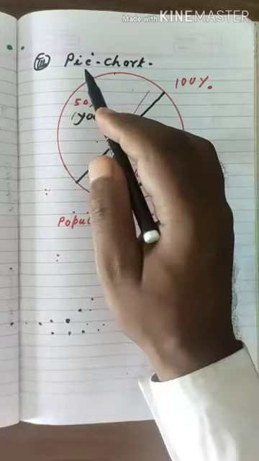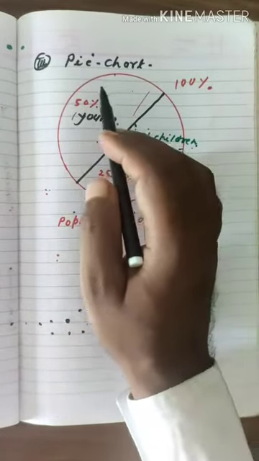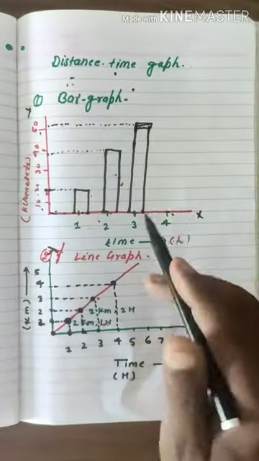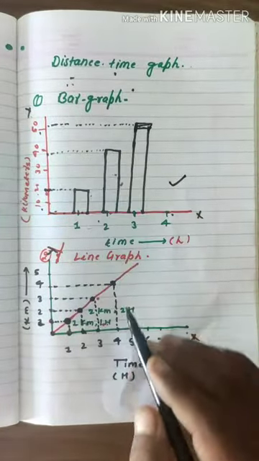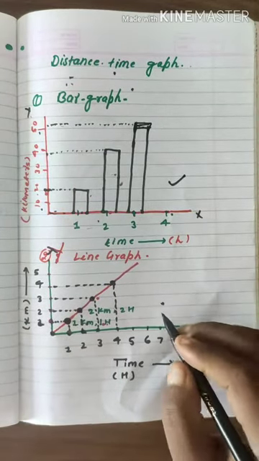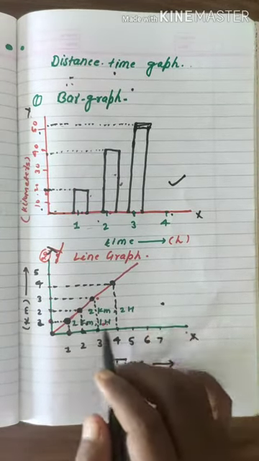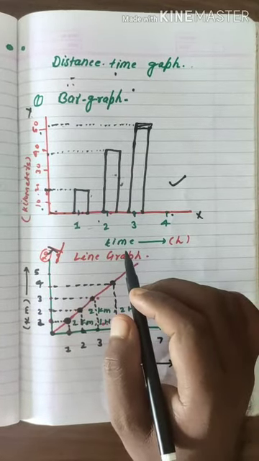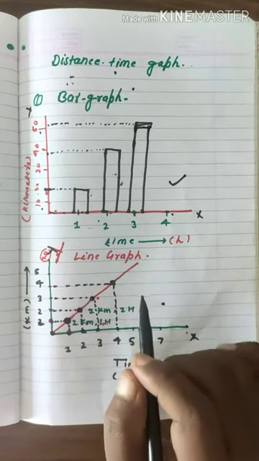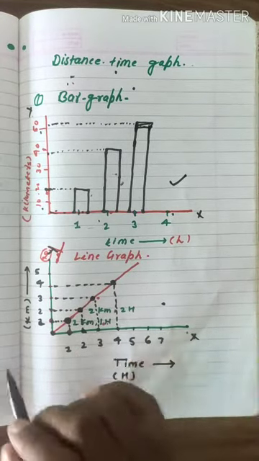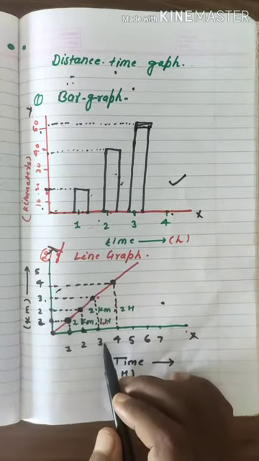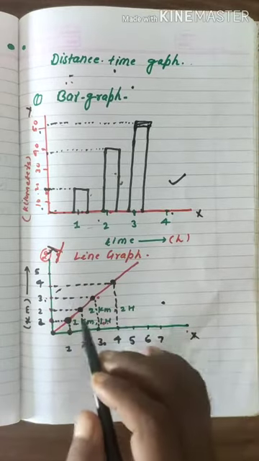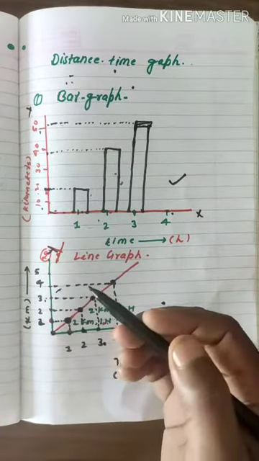So student, you can also plot a pie chart. This is known as a pie chart, and here we have discussed two others. This one is called a bar graph, and this one is called a line graph. With the help of a line graph, you can also calculate the speed of any vehicle. Here distance is given and here time is given. With the help of distance and time, we can calculate the speed of any vehicle.